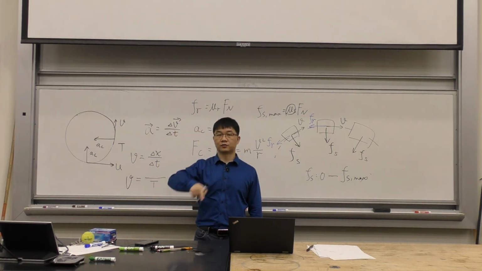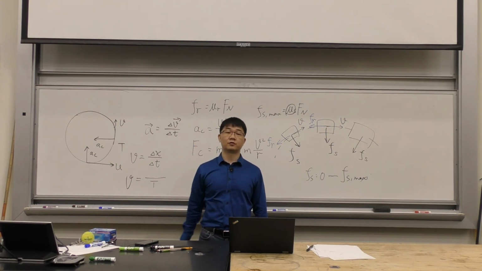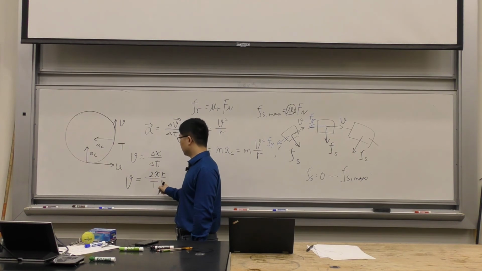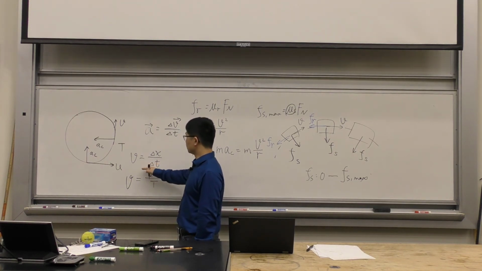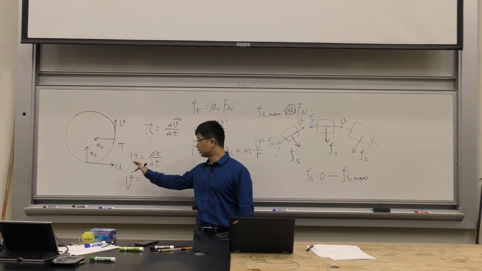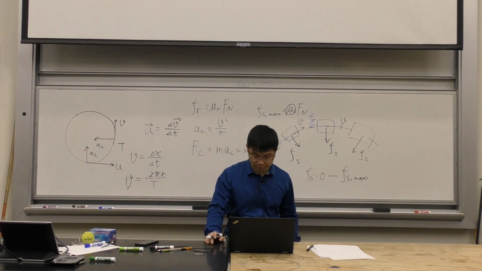That's just the circumference of this circle. And the circumference of the circle is 2 pi r. So see that this is a very nice conclusion from the definition of velocity, and this is a very useful conclusion in uniform circular motion.